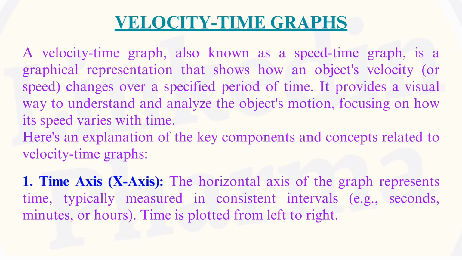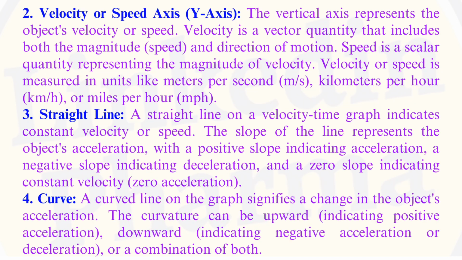1. Time axis, x-axis. The horizontal axis of the graph represents time, typically measured in consistent intervals, for example seconds, minutes, or hours. Time is plotted from left to right. 2. Velocity or speed axis, y-axis. The vertical axis represents the object's velocity or speed.